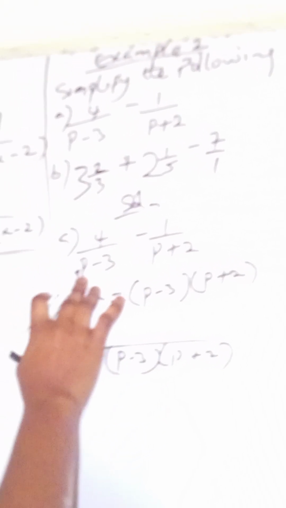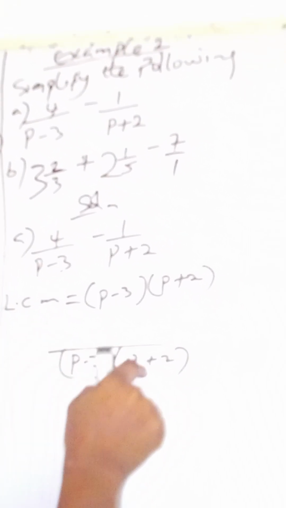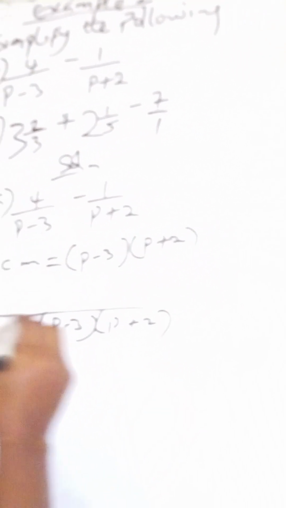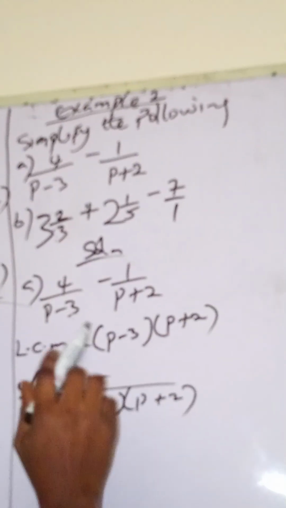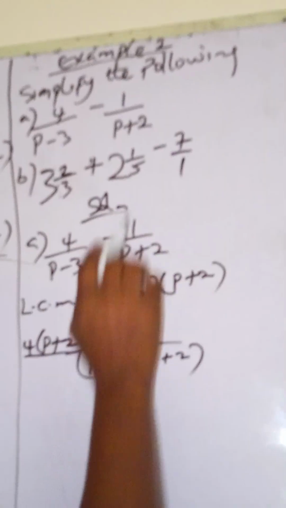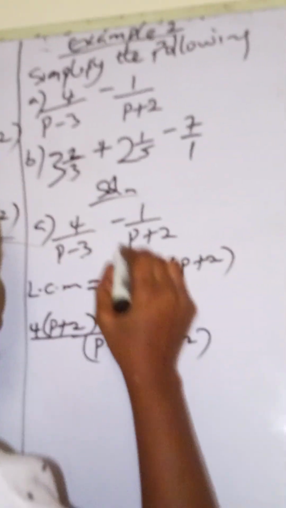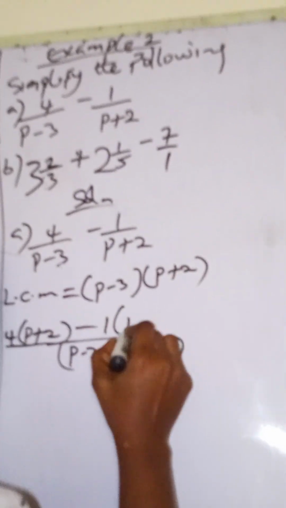Use your LCM to divide your denominator, then multiply by your numerator. So p minus 3 cancels p minus 3. What is left is p plus 2. Multiply it by the numerator, which is 4. So I'm going to write 4 open bracket p plus 2, minus. Use your LCM to divide the denominator here. So p plus 2 divided by p plus 2, what is left is p minus 3. Multiply it by your numerator. So we have 1 open bracket p minus 3.